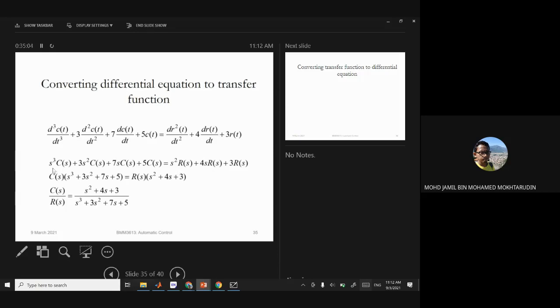And then after you get them in frequency domain, then you can factorize C and factorize R. So here you factorize them and then rearrange. You want to find C over R. So for C over R, you get this fraction here.